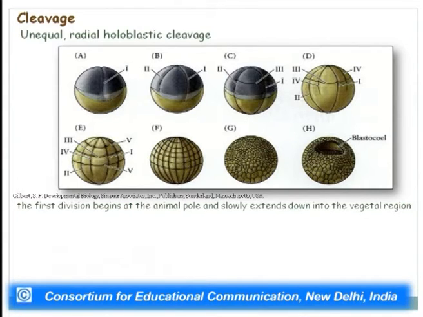For example, the first division begins at the animal pole and is not yet completed before the second division begins.